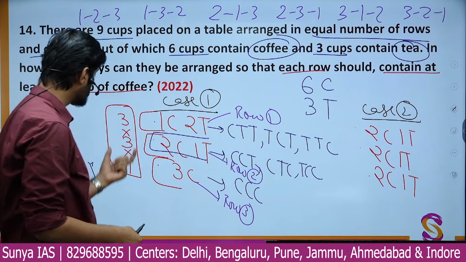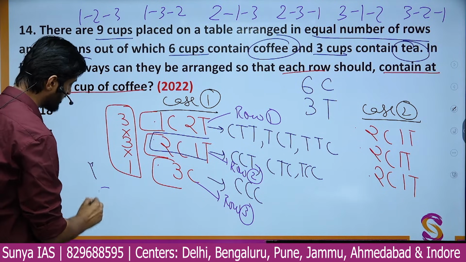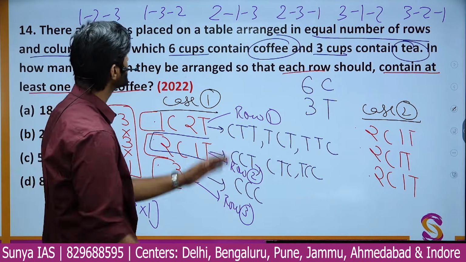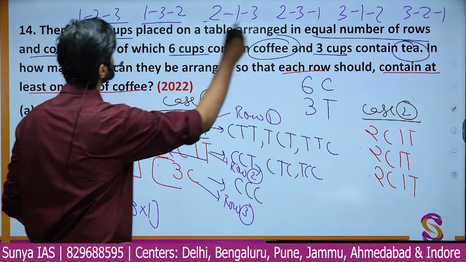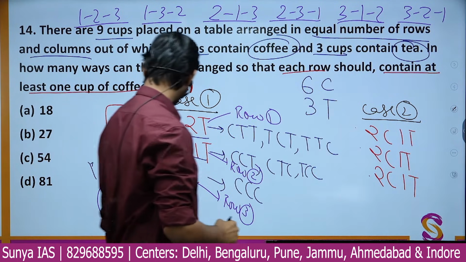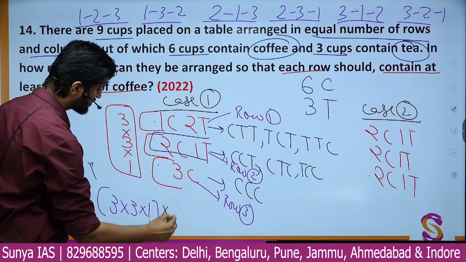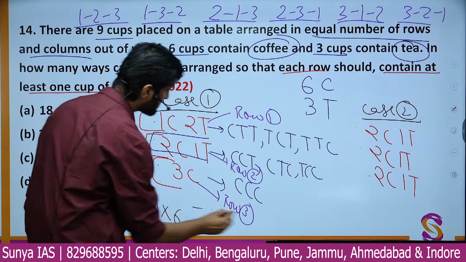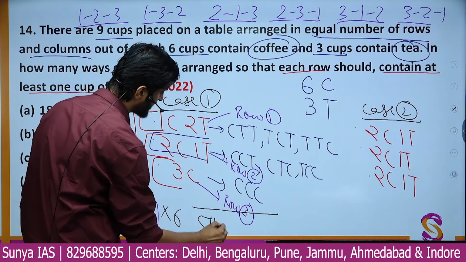So this arrangement, this 3 into 3 into 1, is there. Apart from it, the rows can be arranged in 6 number of ways. So for the first case we have 3 into 3 into 6, which is overall 54 ways of arranging.